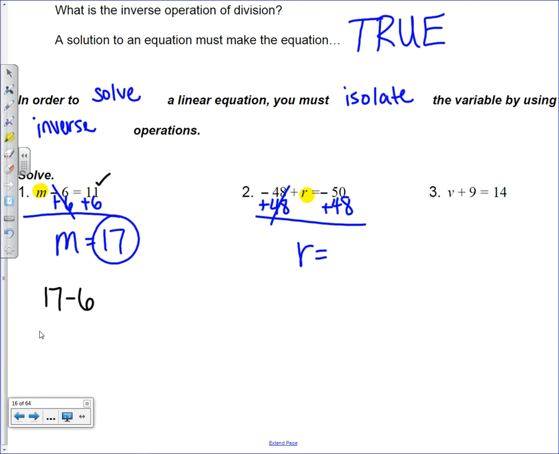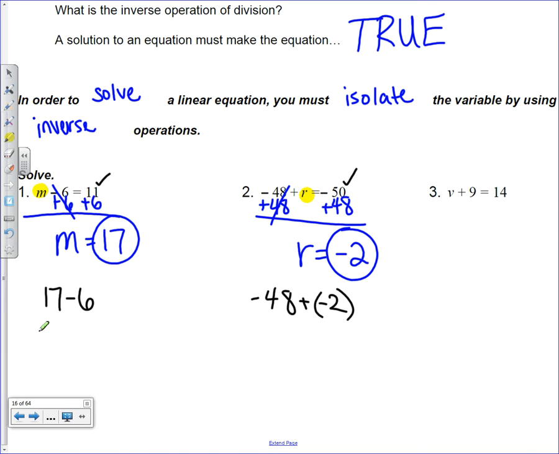Equals negative 2. How would I check to see if it's right? Plug it in. So it would look like this. What is negative 48 plus negative 2? So we are correct. Everybody doing all right? You have done this before, right?